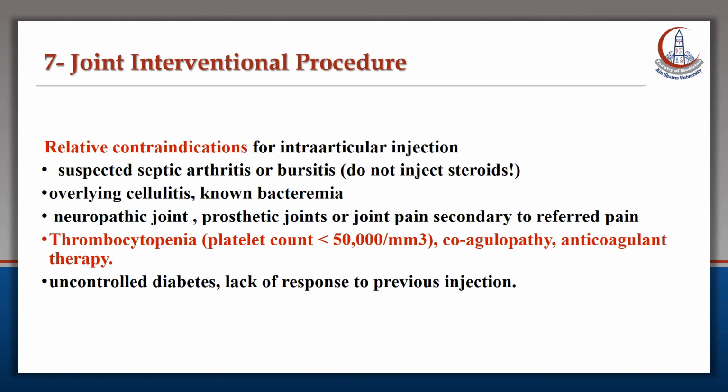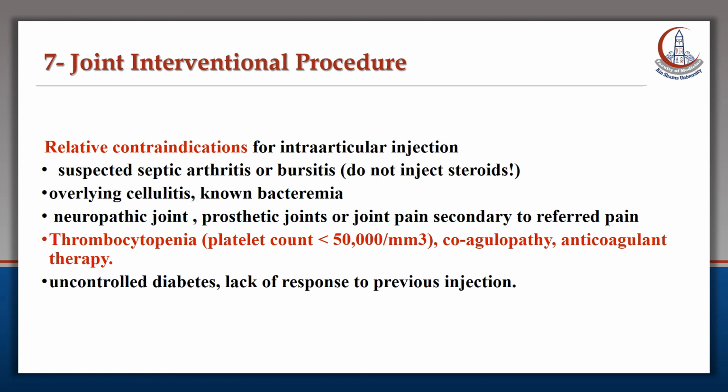The last point to be highlighted today is related to joint interventional procedure. There are many contraindications for intra-articular injection or aspiration. One of them is the bleeding tendency, especially if platelet count is less than 50,000 or there is coagulopathy, whether caused by disease process or by anticoagulant therapy.